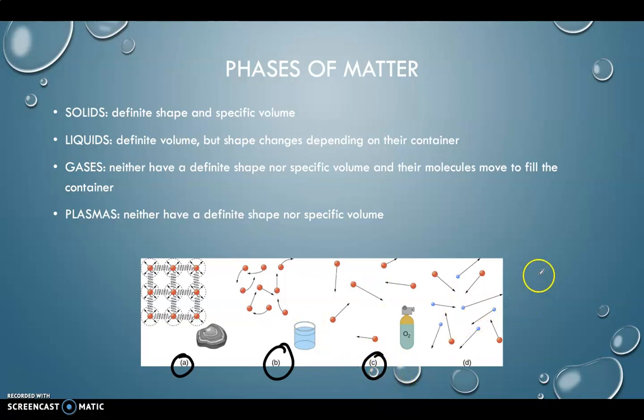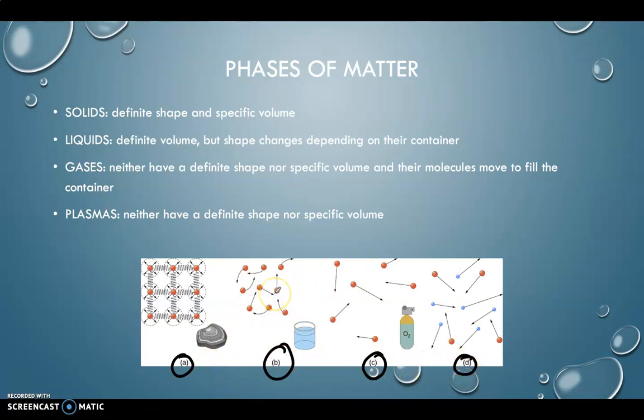And then we have something called a plasma, and that does not have a definite shape or a specific volume. A lot of times we look at plasmas in astronomy because that is what is in a star. We won't really touch on that much, but just to get the idea out there. This is the idea of D here. But just notice the difference between all of these phases of matter.